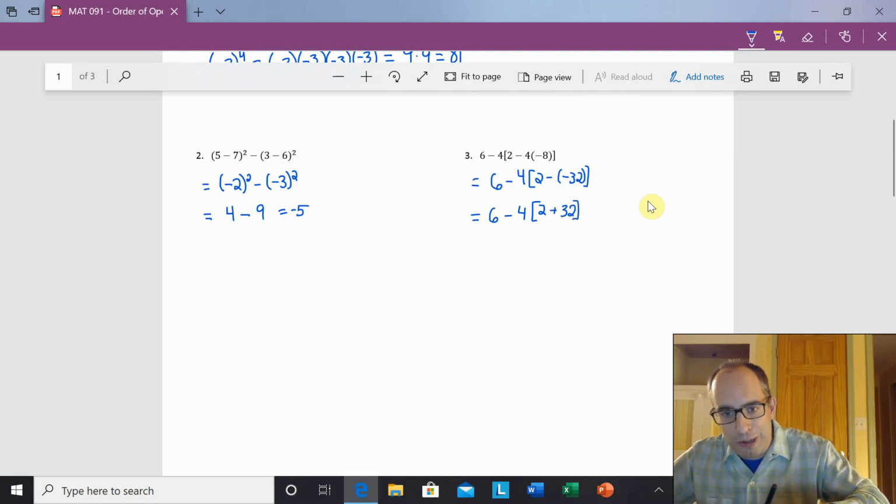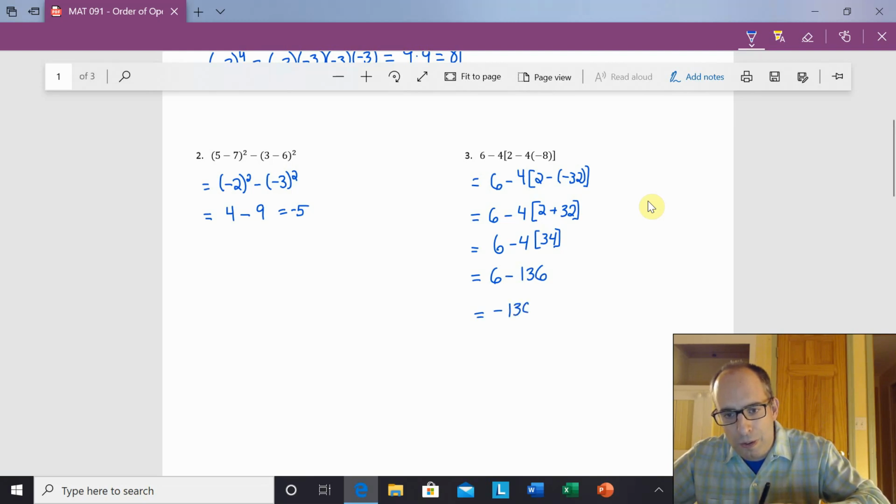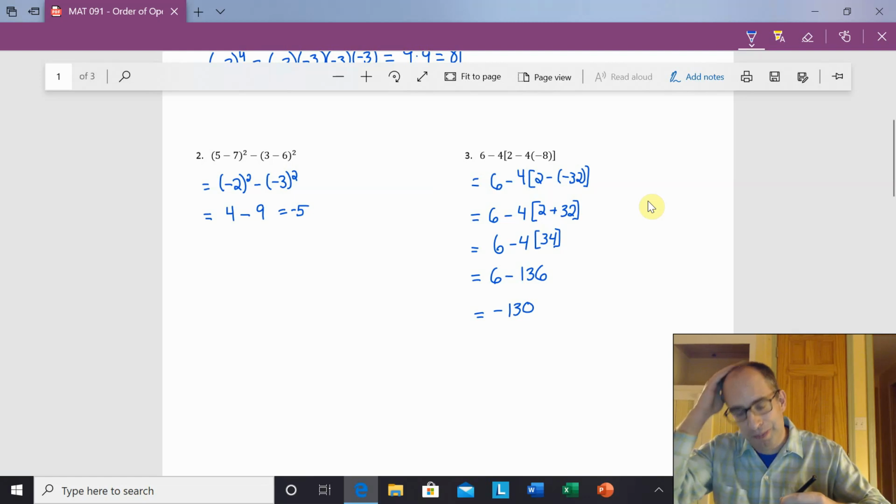Which, I mean, this step you could probably jump over if you were writing out your own work and just say, well, that's 34, right? Just from the 2 minus negative 32, I think that's fine. So it'd be 6 minus 4 times, and I guess I'll just still keep this in brackets, even though you could just write it like with a dot for multiplication. But then let's see, 4 times 34, because we got multiplication here and we got subtraction there. So multiplication would happen next. So that's going to be 136. So this will be 6 minus 136. And so then that's negative 130. And that's the answer.